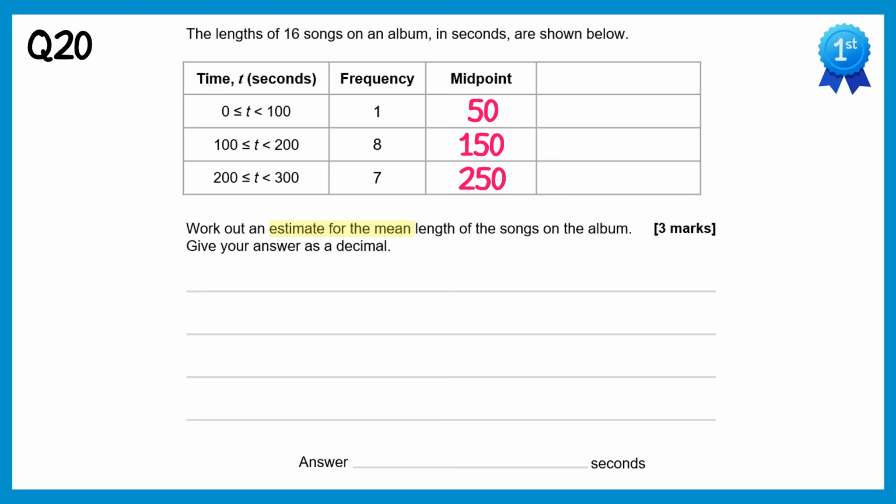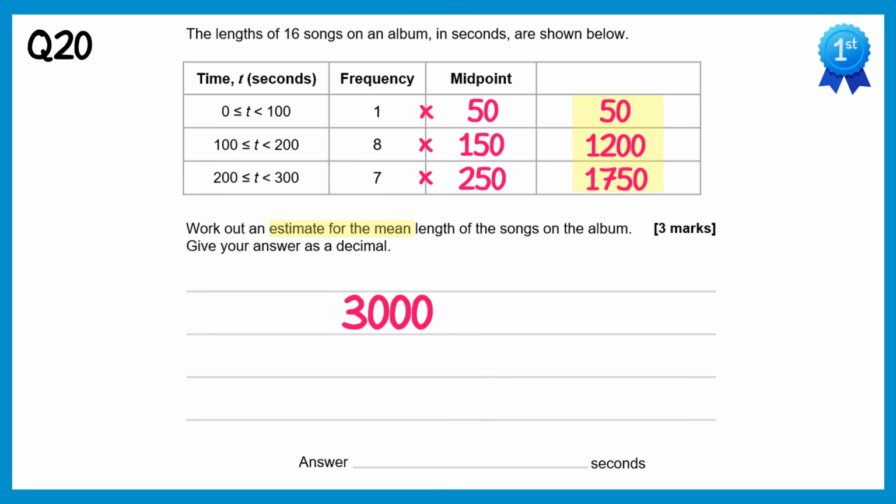Then we need to multiply all of the frequencies by these midpoints, so 1 times 50, 8 times 150, and 7 times 250. 1 times 50 is just 50, 8 times 150 is 1200, and 7 times 250 is 1750. The next thing to do is add up this final column. That will give us the total length of all of these songs. So if we add up this column here, we end up with 3000.